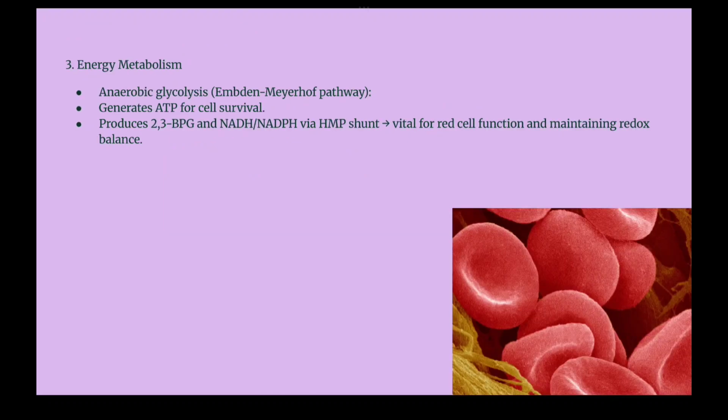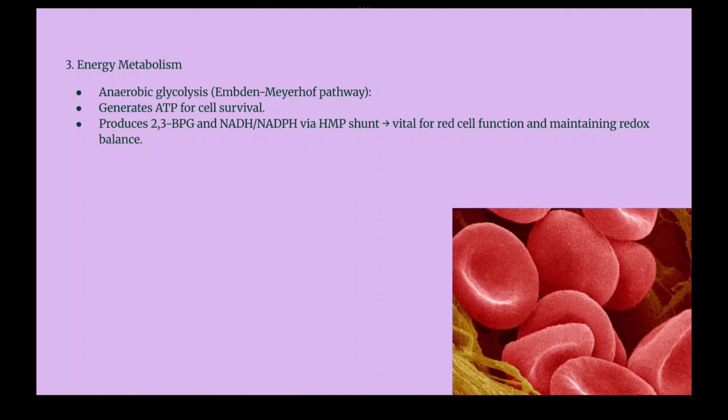Energy metabolism is the third function of a red blood cell. This occurs through anaerobic glycolysis, or the Embden-Meyerhof pathway. Here ATP is generated for cell survival, and it produces 2,3-bisphosphoglycerate, and NADH or NADPH via the HMP shunt. The red cell function and maintaining redox balance is important.